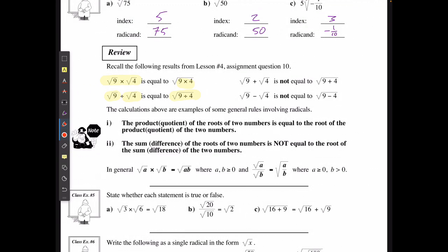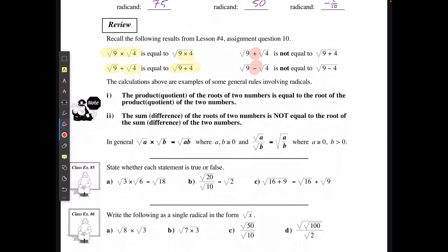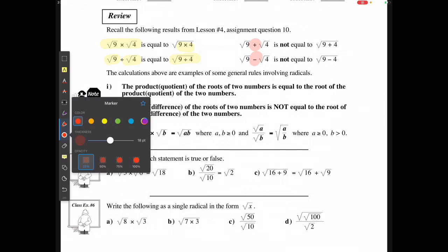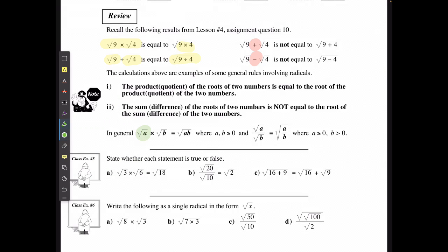This does not work if I try to add radicals or subtract radicals. That is not how you combine them. It only works for multiplication or division. So we can simplify that to state that the square root of a times the square root of b is the same as the square root of a times b. Or the square root of a divided by the square root of b is the same as the square root of a divided by b.